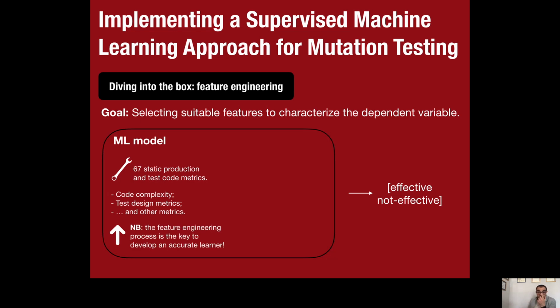Here, it is important to know, and this is a general recommendation, that feature engineering is the key to develop an accurate machine learner. Because if you are not able to identify the set of metrics that characterize the dependent variable, you are going to fail. You are not going to develop an accurate machine learner.